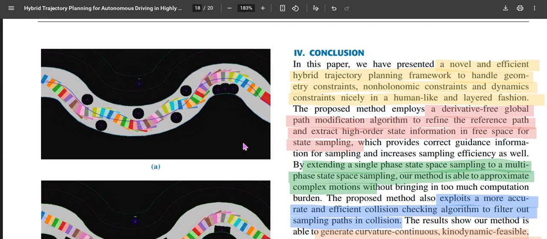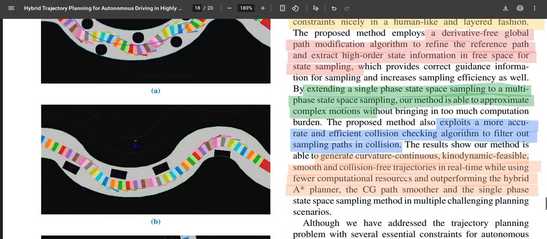The conclusion is that they have developed a novel and efficient hybrid trajectory planning framework to handle the geometrical constraints and dynamical constraints nicely in a human-like manner. The first stage is derivative-free global path modification and reference path generation. Second, they have improvised a multi-stage sampling method. And third, they have tried to give an efficient collision-based algorithm.